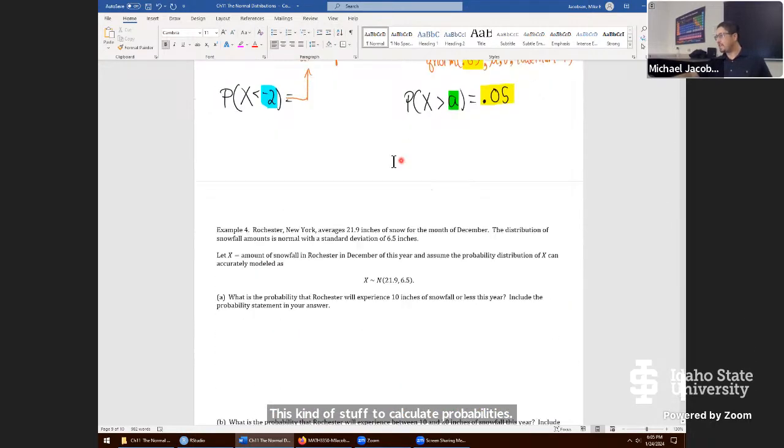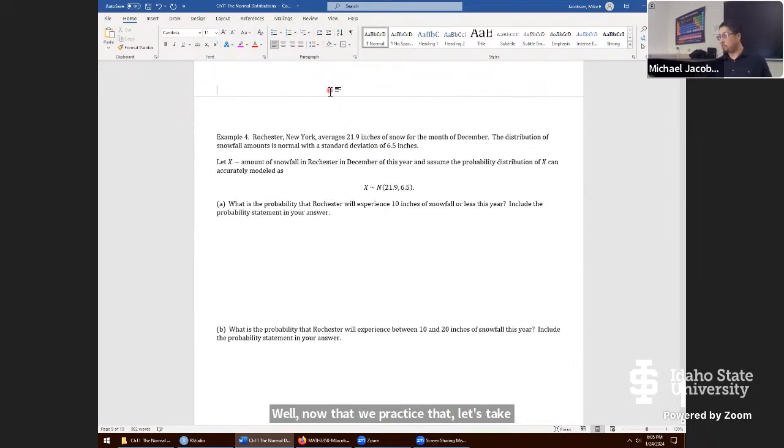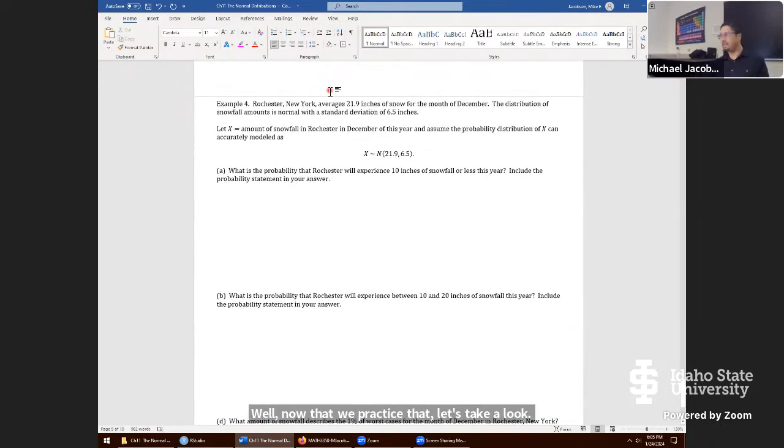Well, now that we've practiced that, let's take a look. Here's our last example, the last one to support the homework. And after we finish this one, we'll start transitioning from normal distributions into the central limit theorem.